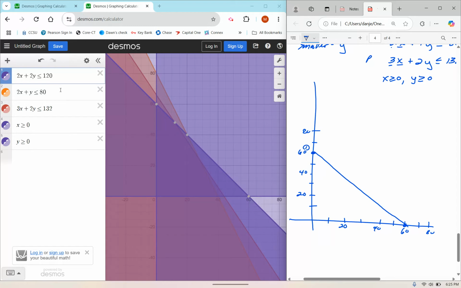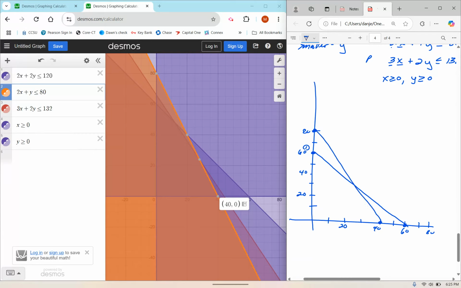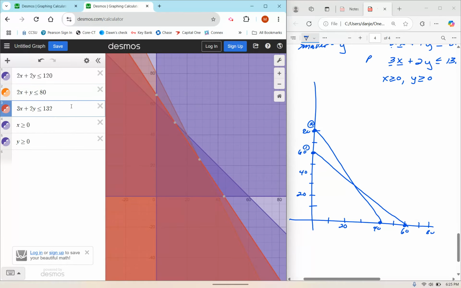The second line, 2x plus y is less than or equal to 80. Notice that we have a y-intercept of 80 and an x-intercept at 40. In our recent videos, I've shown you graphing again and again. Hopefully we're getting good at graphing the lines. I'm using Desmos here just to speed me up a bit. Finally, notice with the third line here, we have a y-intercept at 0, 66 and an x-intercept at 44, 0.